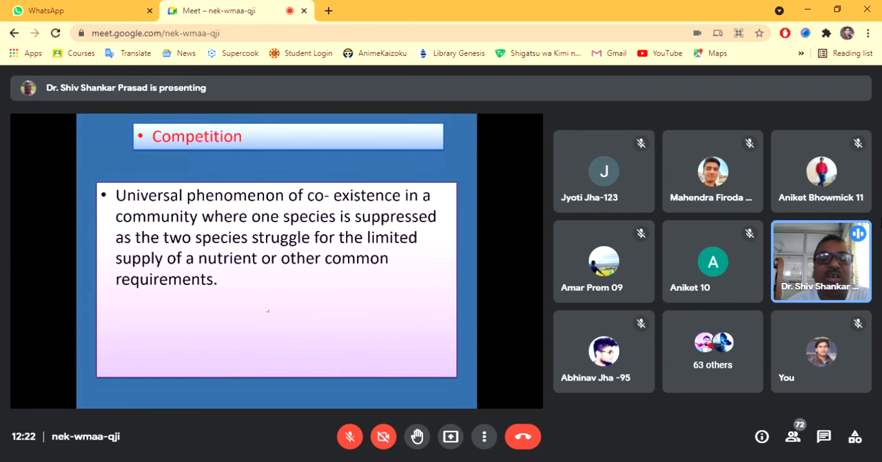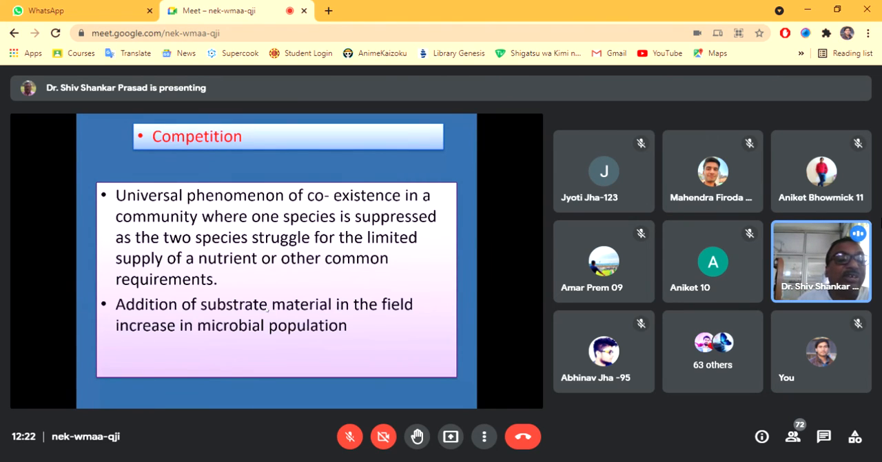So when foods are limited, then a good competition will be there, and the species struggle for the limited supply of food to survive. Only those microbes will survive which have a diverse group of sources of food material and can survive on diverse types of substrate material. So addition of substrate material in the field increasing the microbe population is an example of competition.